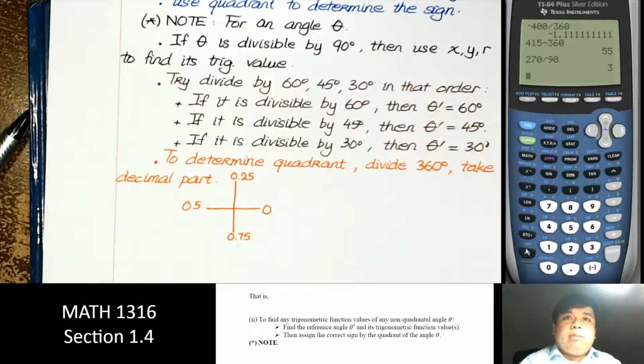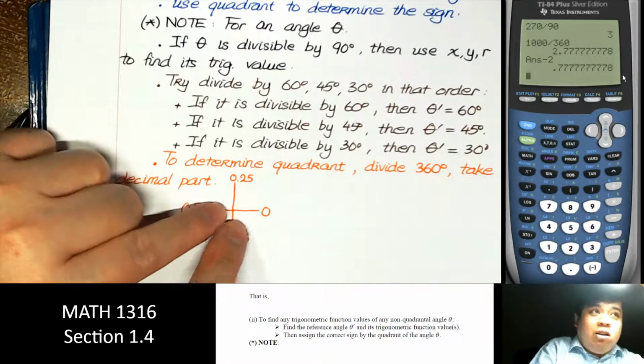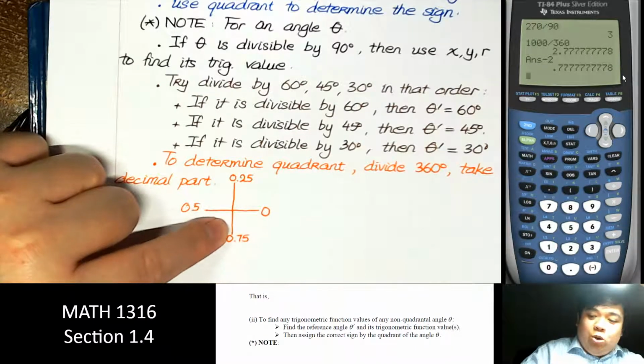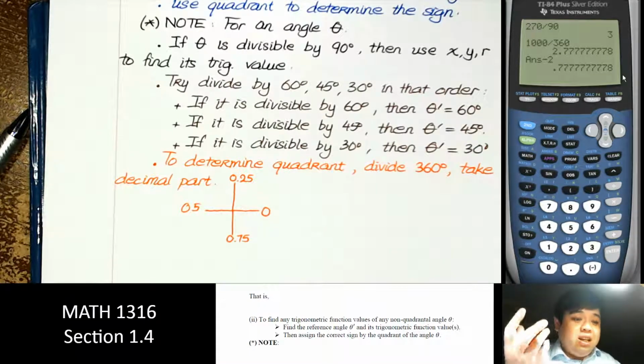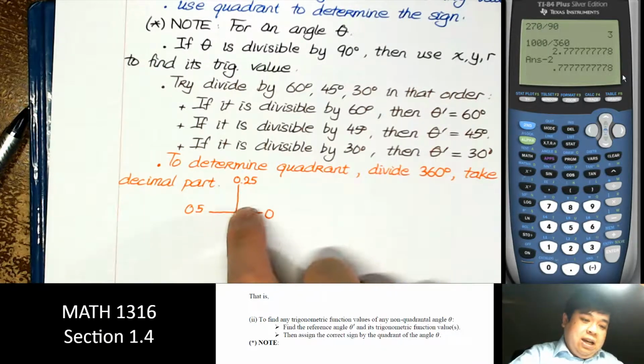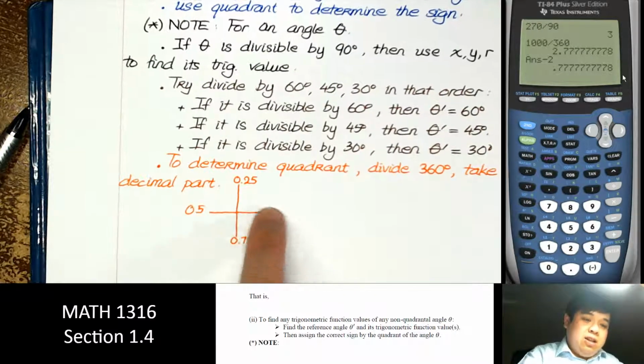For example, let's say I pick 1,000 degrees. What quadrant is that? I will divide by 360, and it is 2.778, right? I take the decimal part only, meaning that I ignore the 2. Just take the decimal part, 0.778. That of course will be bigger than 75%. So this will be in the fourth quadrant, 1,000 degrees in the fourth quadrant. So that's what we do, right? Divide by 360, take the decimal part, and then it will be in between these.